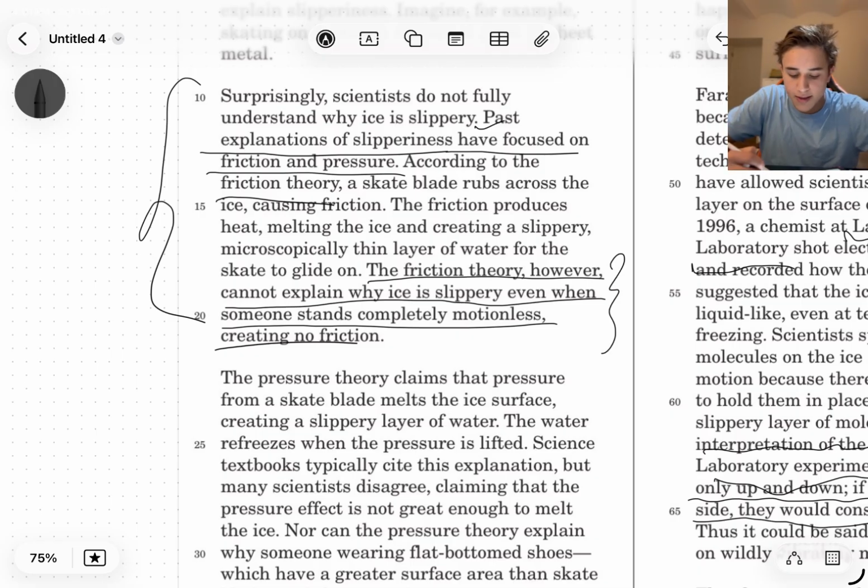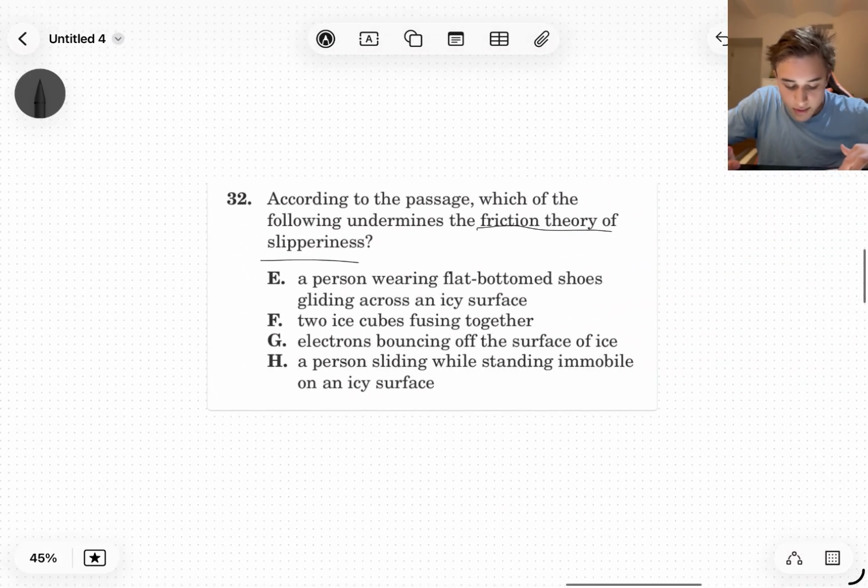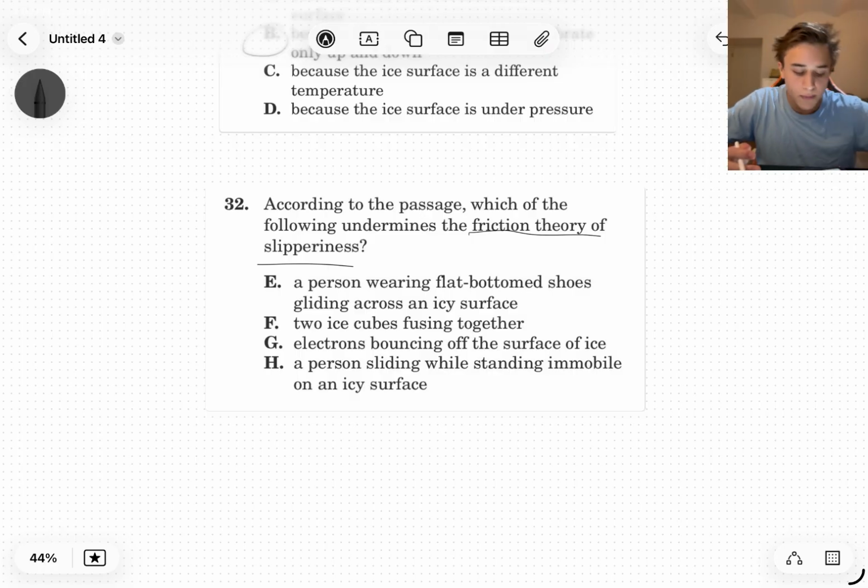So basically, this little part is a flaw in the friction theory of slipperiness. And our task was also to find a flaw in this theory. So if we look here, right? Answer choice E, a person wearing flat bottom shoes gliding across an icy surface. That's not what the passage said. It didn't talk about ice cubes fusing together.